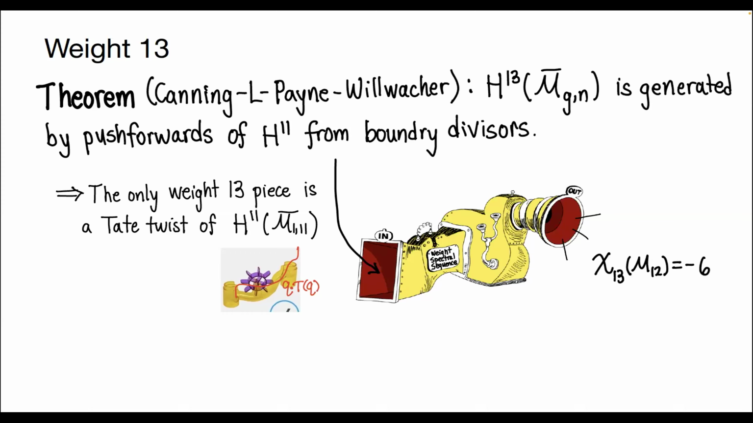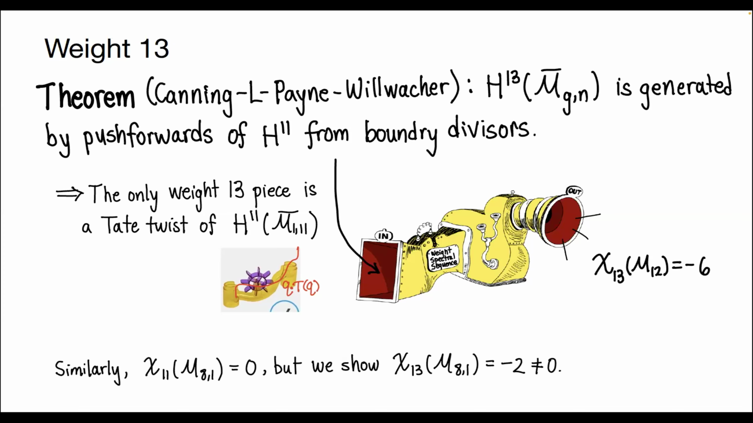So for the other red X's in the chart where I had some positive number of markings, again, it's proved in a very similar way. We compute the weight 11 Euler characteristic. But again, there's this kind of accidental vanishing that happens in genus 8 with 1 marking. But it turns out that the weight 13 Euler characteristic is enough to show that the point count cannot be a polynomial.